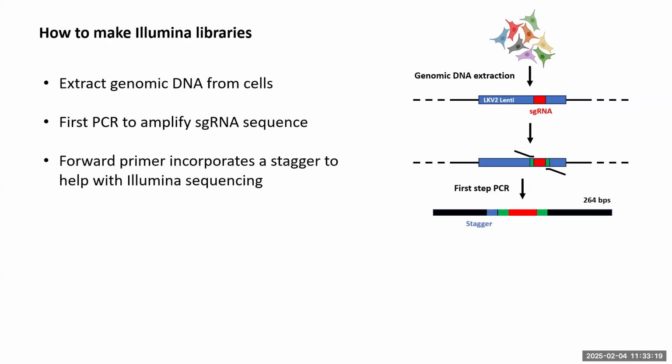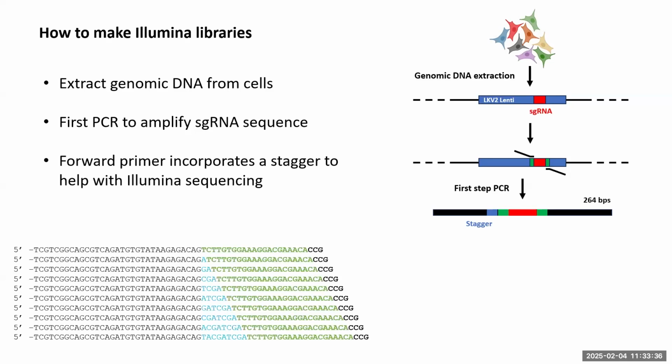You've got one aspect that's kind of key, and it has this thing that's called a stagger in it. So your reverse primer is just a general primer that recognizes the bit in the lentivirus. The forward primer is actually a pool of 10 different primers. The actual sequence looks like this. The bit in green is the bit that actually recognizes the lentivirus. The bit in black, we'll see later, is a landing pad for the Illumina primers. And then the blue bit here is the stagger sequence.